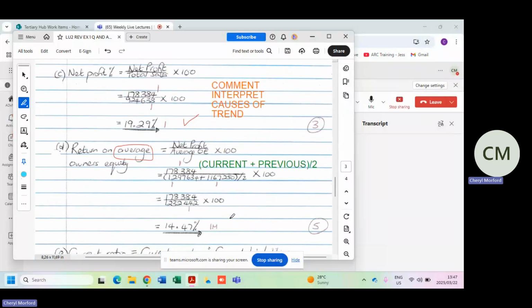And this is what we're going to get. We're going to get 14.47%. Right, so those are the profitability ratios. Now let's move on to liquidity.